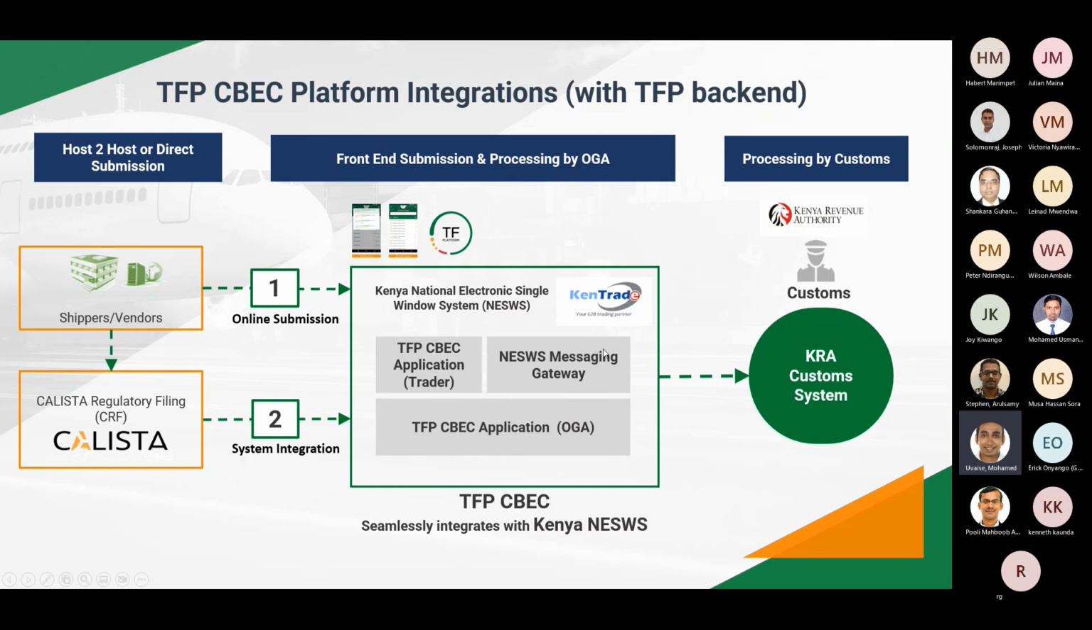So here it's a conceptual or logical view in which you see the CBEC application, which is used by the trader. There's a messaging gateway that would perform the integration with the target system, which could be the Kenya Revenue Authority's customs system. And of course, another key component is the TFP CBEC application for OGAs as well, to process the submissions.